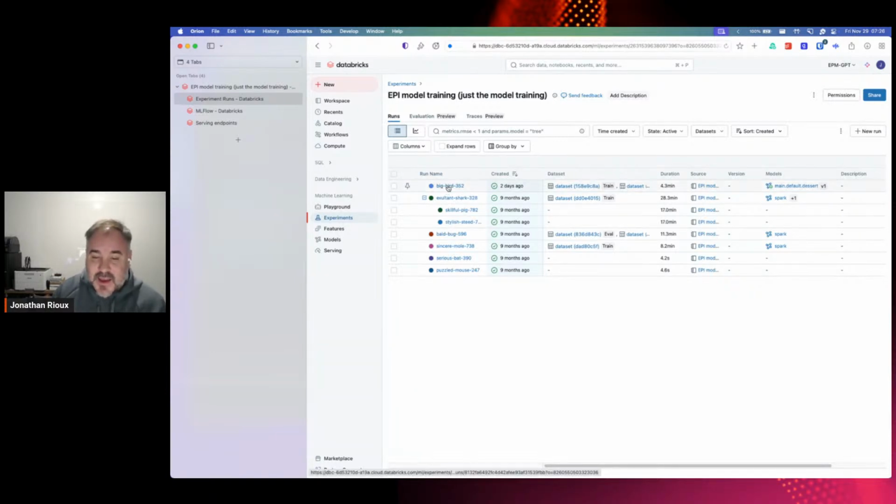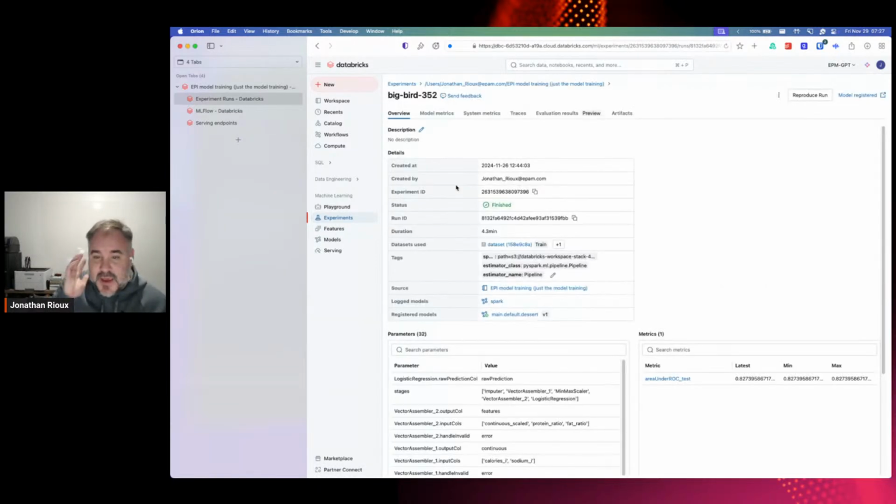Databricks has a quirky way of naming using an adjective and a name. Usually it's going to be an animal and then a number. Sometimes it can be a little bit risque. Today we have Big Bird 352. So something that ran for 4.3 minutes, so 4 minutes, I would say 15 seconds, a little bit more than 15 seconds.